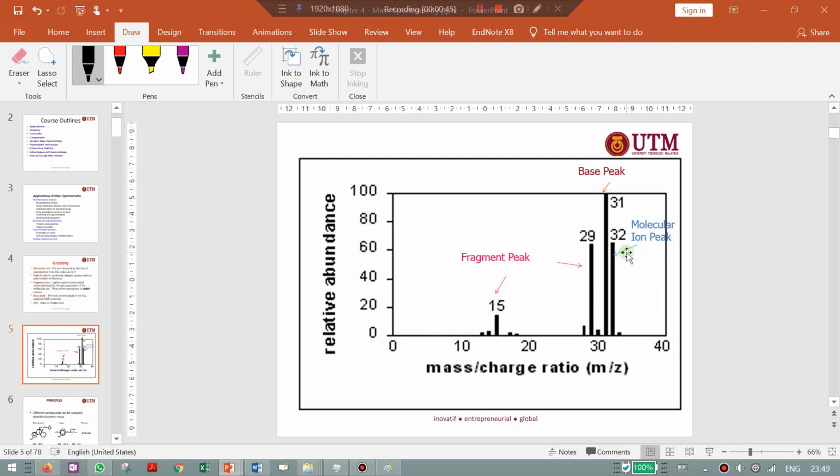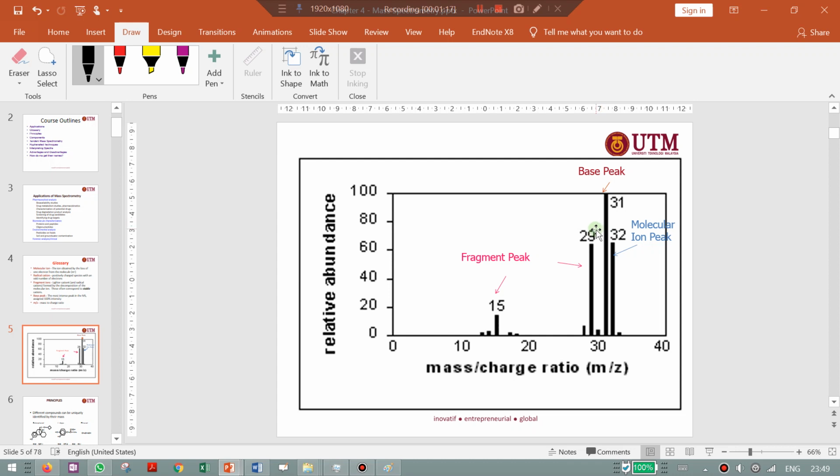Nombor ganjil. Molecular ion, your number of m/z, mass to charge ratio, kena genap. But on the fragment ions, the number of the m/z ratio should be odd number. Sepatutnya kena ganjil lah, tak boleh genap. Okay, the highest peak here is what we call the base peak. Maksudnya yang paling tinggi lah, paling abundance. Maksudnya dalam banyak-banyak pecahan tu, mana yang paling banyak formation. Okay, mana yang paling banyak dia terbentuk.